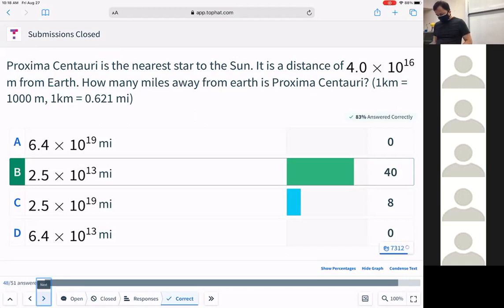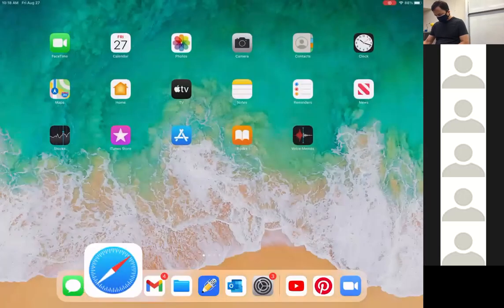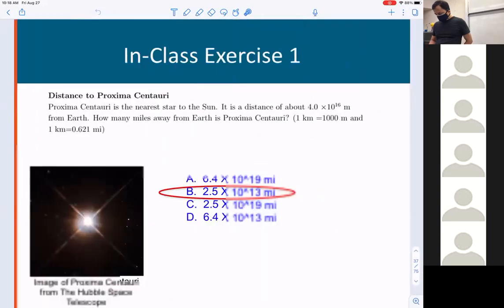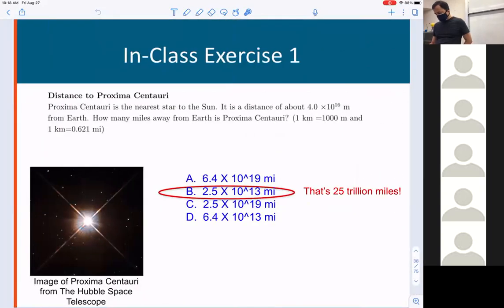Okay, so let's unpack what happened there. The correct answer is B. That is 25 trillion miles, right? 2.5 times 10 to the 13 is 25 times 10 to the 12, and 10 to the 12 is a trillion. So the nearest star to us after the sun is 25 trillion miles away. Any questions on this?